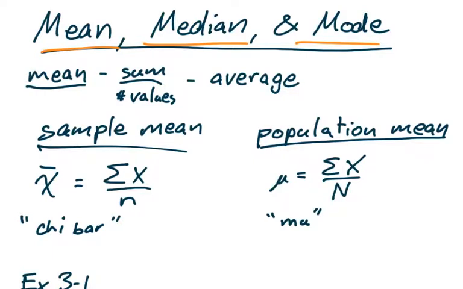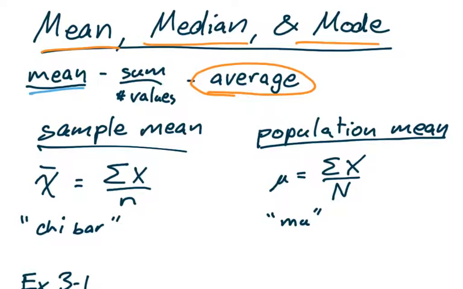Okay, so the mean is defined as the sum of all of the values divided by the total number of data values that you have. Or in plain terms, that is the average as we know it. The arithmetic mean is the fancy terminology for what we regular people call the average.